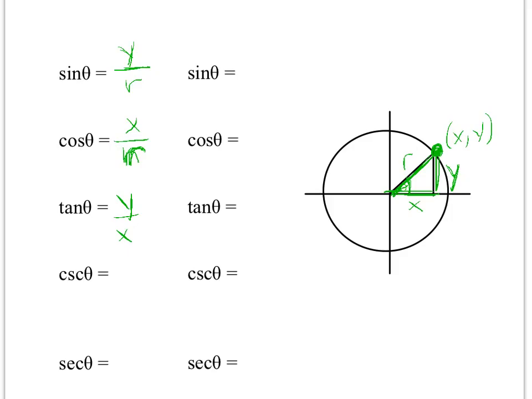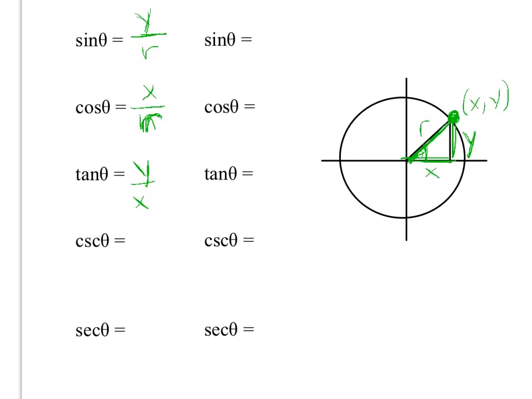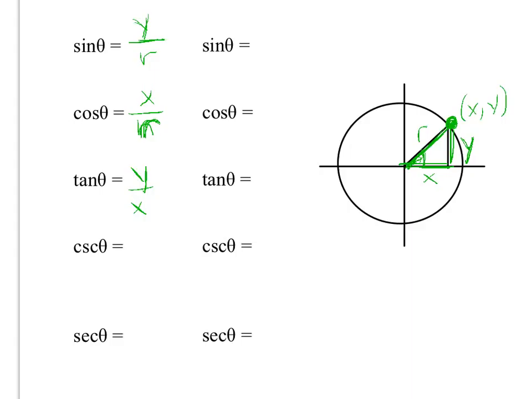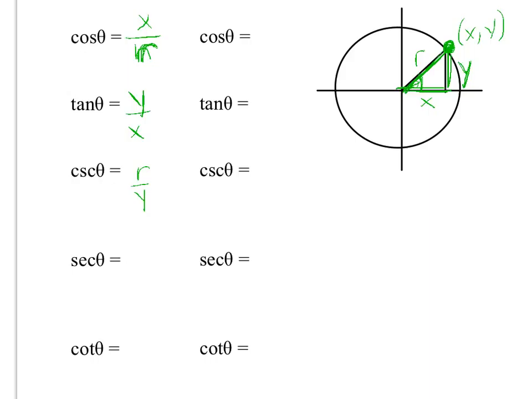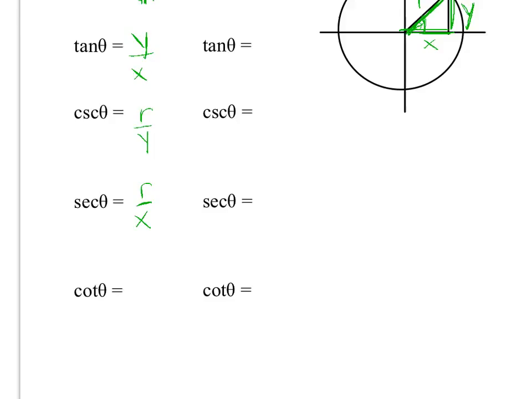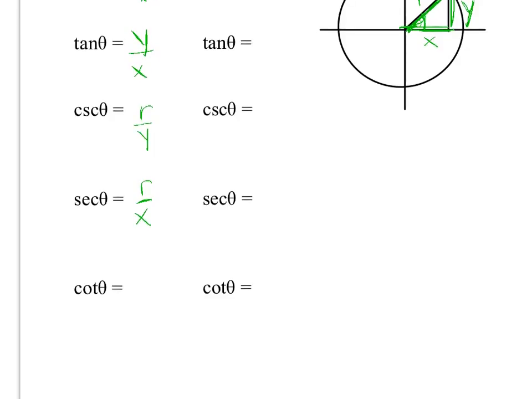But tangent is opposite over adjacent, and so the opposite side is y and the adjacent side is x. Now if you remember, cosecant then is the reciprocal of sine. So if sine is y over r, then cosecant is r over y. And secant is the reciprocal of cosine, and if cosine is x over r, then secant is r over x. And cotangent is the reciprocal of tangent, so that would be x over y.